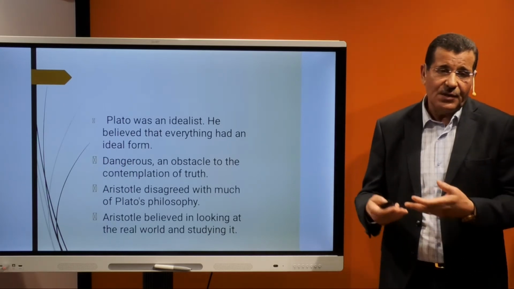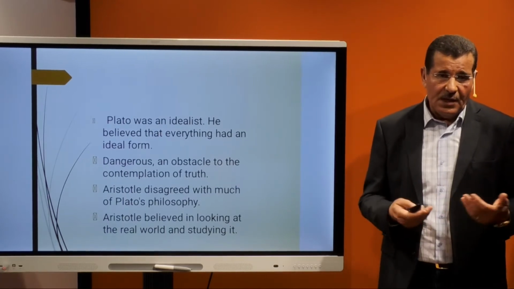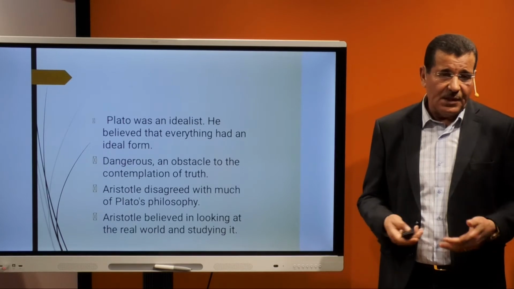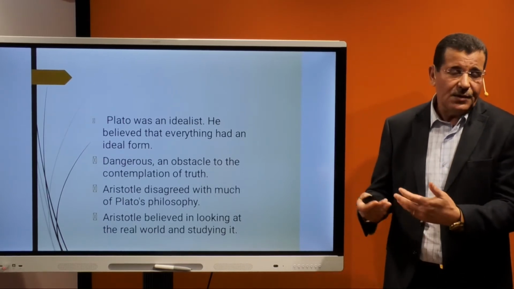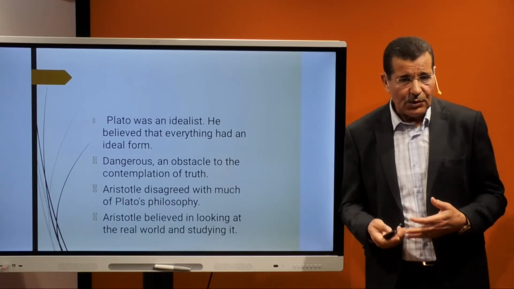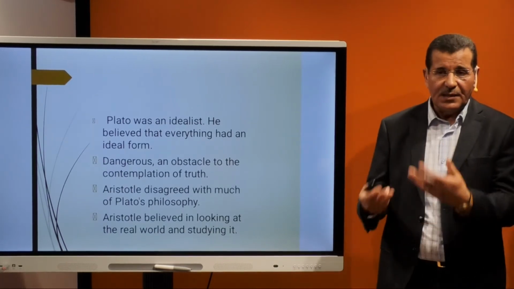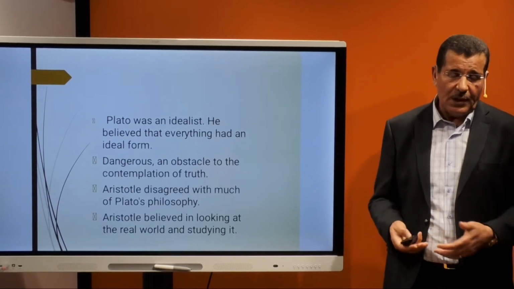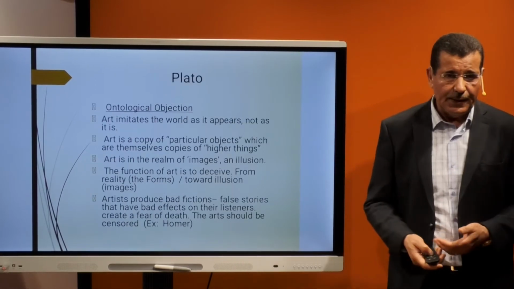So it's difficult to copy a world that we cannot see. So for him, copying and imitating is dangerous and an obstacle to the contemplation of truth. It doesn't lead to conceiving the truth. While Aristotle disagreed with much of Plato's philosophy, he believed in looking at the real world and studying it. So according to Plato, Aristotle, imitation is a reflection of reality.